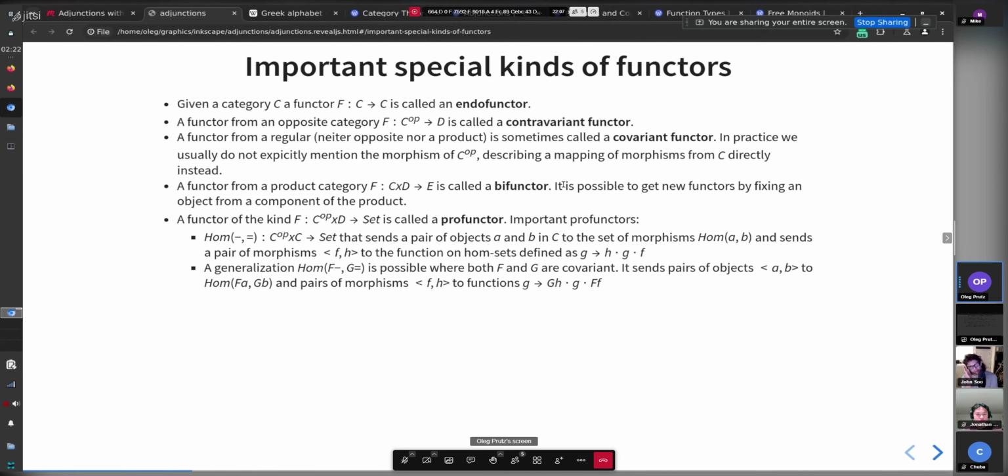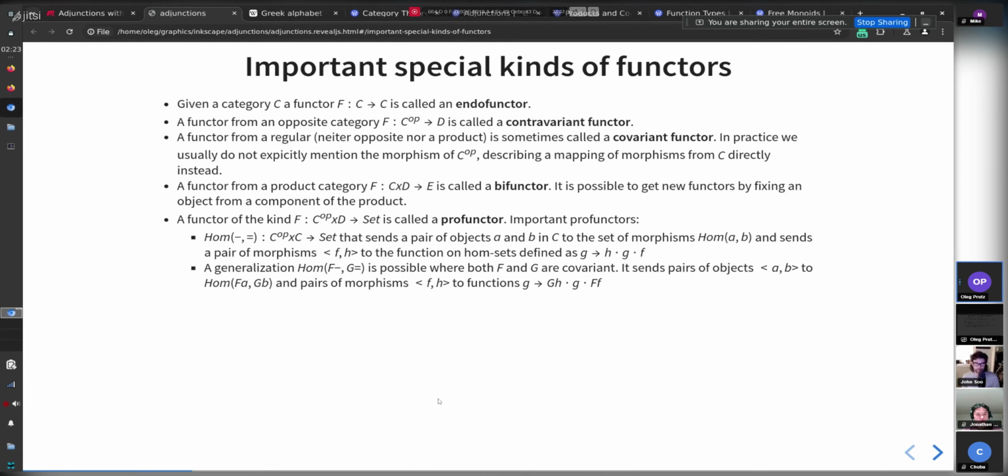Yeah, I need to mention that if we have a profunctor or a contravariant functor or something involving an opposite category in the domain, we do not explicitly construct a morphism in C-op. We just describe a mapping of morphisms directly. So in the opposite order. So the domain and codomain go in the opposite order, right?